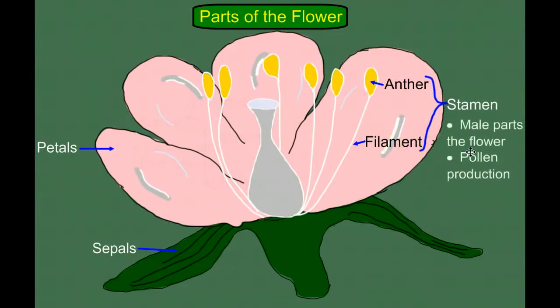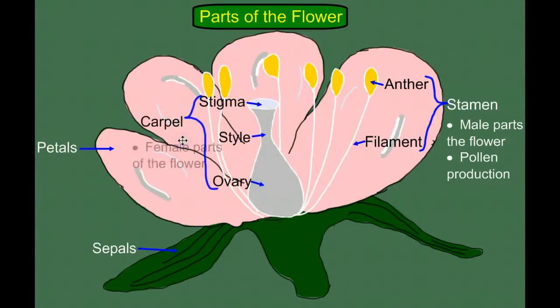It's where pollen is produced. In the middle we have this vase-like structure, at the top of which is called the stigma. The long, thin neck is called the style, and at the bottom, the swollen part, is the ovary. Together, these three parts make up the carpel, and this is the female part of the flower.